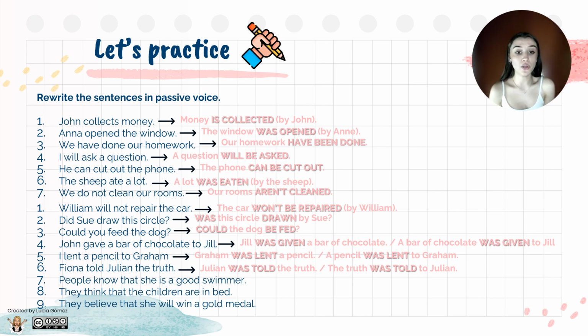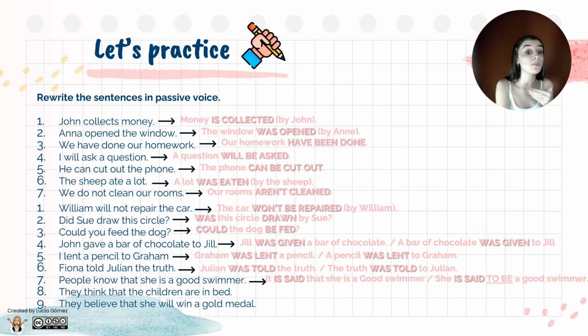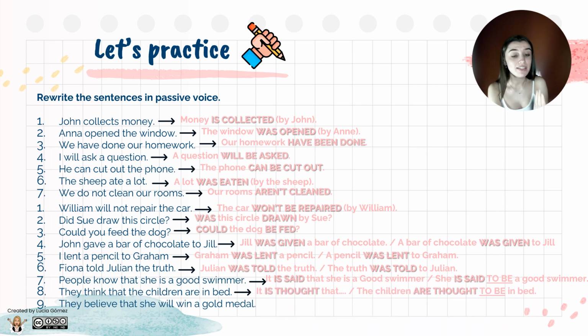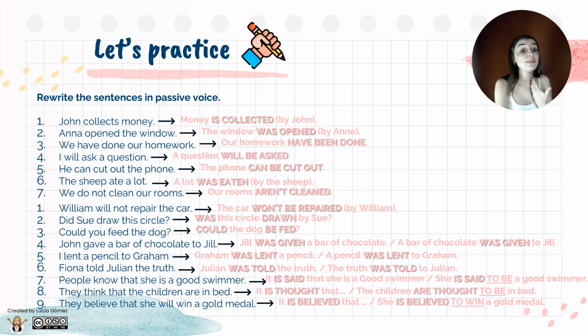Great. So supposing you've already finished, if you pay attention, those three sentences follow the same structure. We have an unknown subject, then we have a saying or thinking verb, and then we have a complex or subordinate clause. So people know that she is a good swimmer. I can say, it is said that she is a good swimmer, or she is said to be a good swimmer. They think that the children are in bed. It is thought that the children are in bed, or the children are thought to be in bed. They believe that she will win a gold medal. It is believed that she will win a gold medal, or she is believed to win a gold medal.